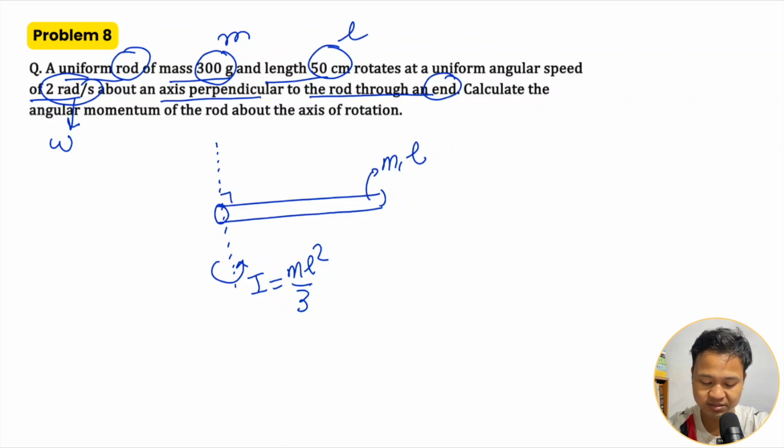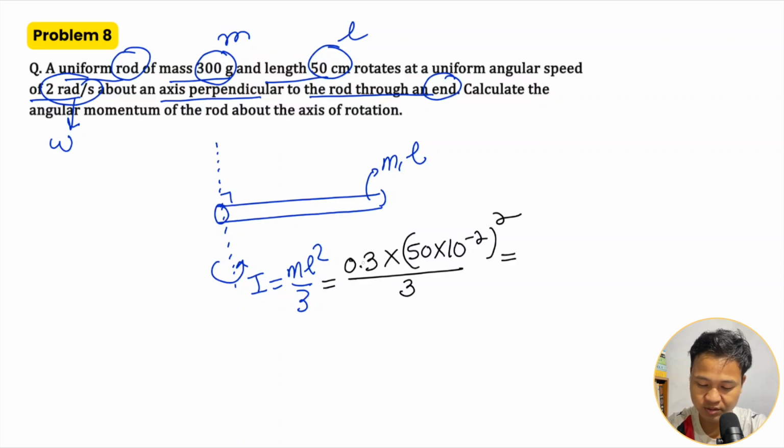Calculate the angular momentum of the rod. We need the value of I, so we put in the values. 300 gram is 0.3 kg, and length 50 centimeter is 50 into 10 power minus 2, whole square, so I equals ml square divided by 3.